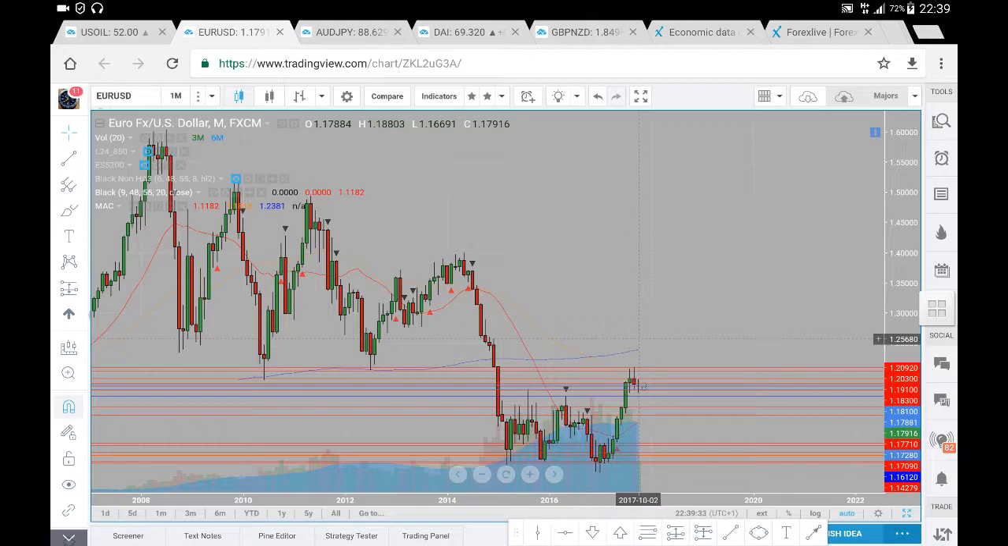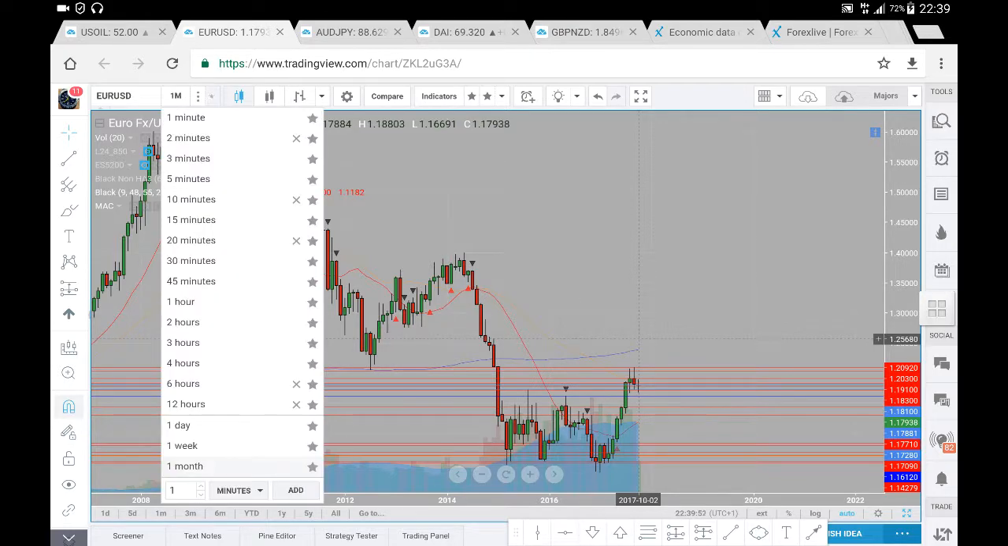Again, we could still see a pullback all the way down to 1612, which can be seen here on this chart in blue, and it would still be, for me, overall bullish, unless the candle was a pretty strong candle to the downside, especially on this higher time frame, the monthly.